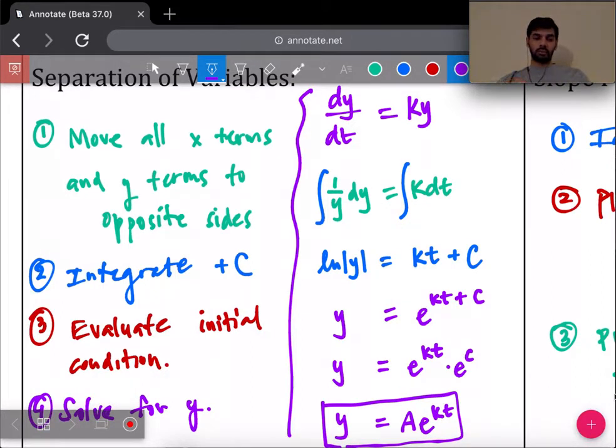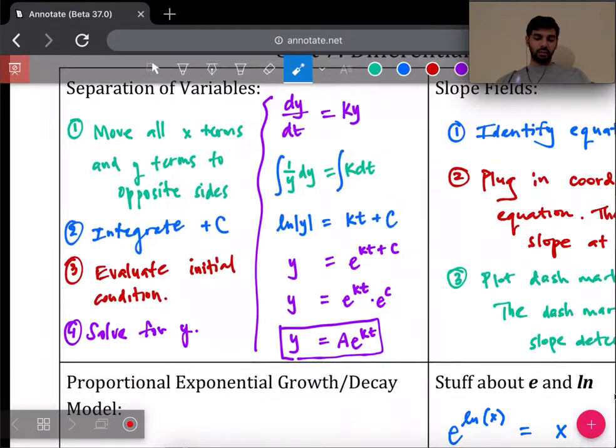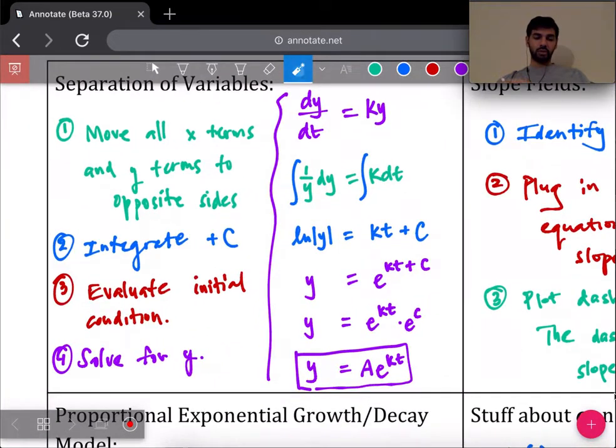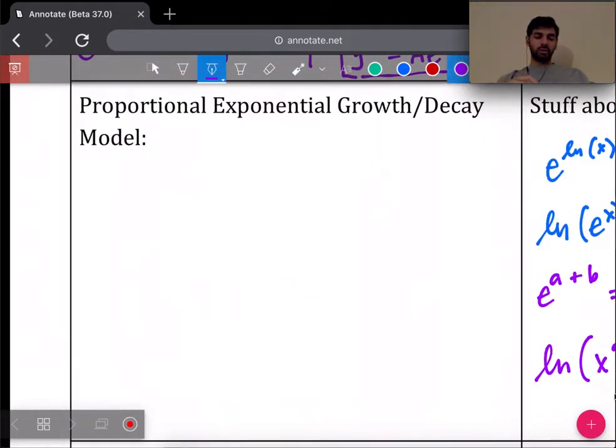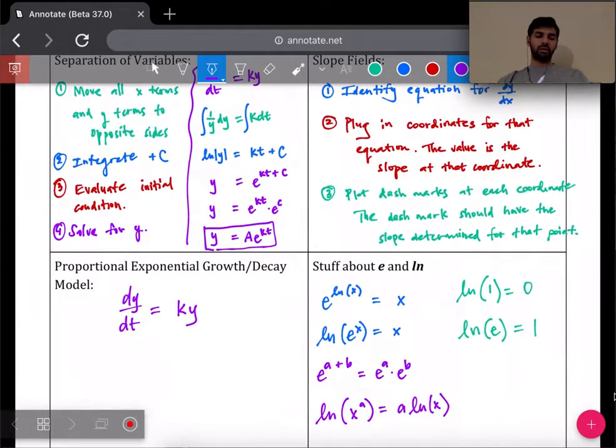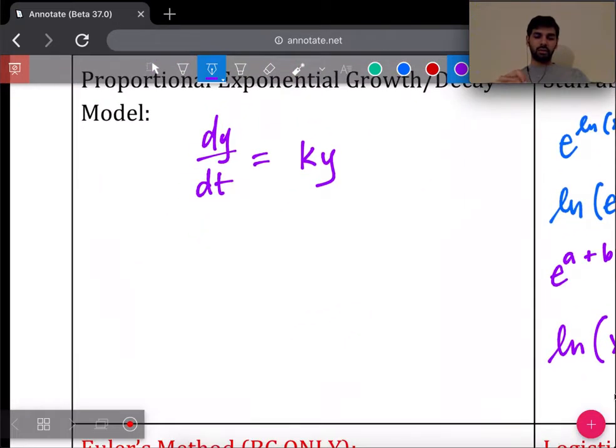On the AP test, this one shows up very often. This is called proportional exponential growth or decay. So this example goes directly hand in hand with this next box right below it, which says proportional exponential growth and decay. The general differential equation is dy over dt equals k times y. That's the equation that I started with at the top of the first box. And on the AP test, you don't really need to show how you solved for this. You can just jump straight to its solution.